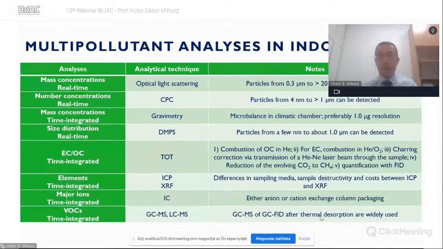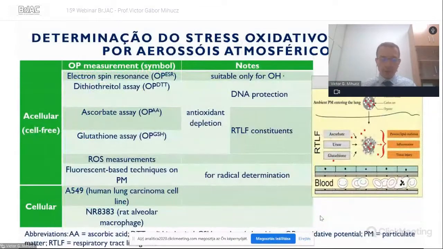Another interesting topic is that we should not perform only chemical analysis to know what the concentration of the elements is, what the concentration of the organic compounds is. Always try to link the results with human exposure, with human health. And one of the things that is also important in the case of these PM samples is their oxidative potential.